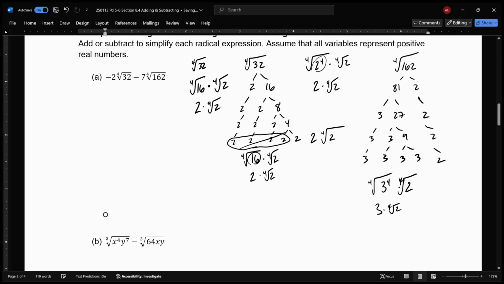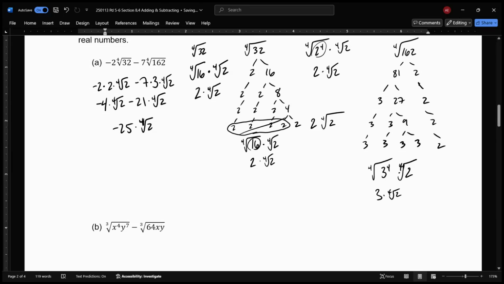I understand how to break down the 4th root of 32 and the 4th root of 162. So now you can say, well, that's negative 2 times the 4th root of 32, which becomes 2 times the 4th root of 2, minus 7 times the 4th root of 162, which becomes 3 times the 4th root of 2. Negative 2 times 2, negative 4 times the 4th root of 2, negative 7 times 3, minus 21 times the 4th root of 2, negative 4 minus 21, negative 25 times the 4th root of 2. Alright, getting a little lengthy here because I'm just trying to break down those radicals.